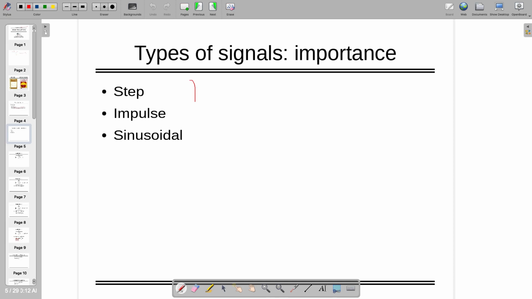Do you know the difference between all these inputs? Yes or no? Is there anybody who doesn't know step, response, impulse, and sinusoidal? What is step? Step response is this one, right? I can mimic this using this one also.